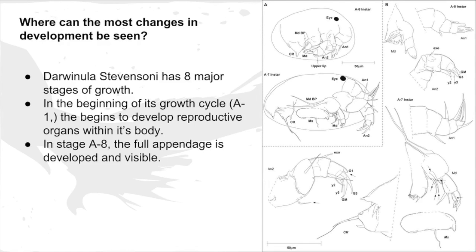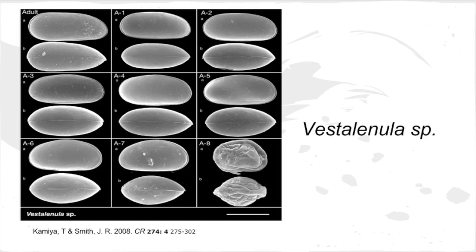Darwinula stevensoni has 8 major stages of growth. In the beginning of its growth cycle, A1, it begins to develop reproductive organs within its body. In stage A8, the full appendage is developed and visible. Each appendage generally has 4 to 5 segments, each moving differently. The fully developed antennae are covered with a carapace, or a thick layer of skin similar to that of a turtle shell. Appendages are called walking legs and claws.